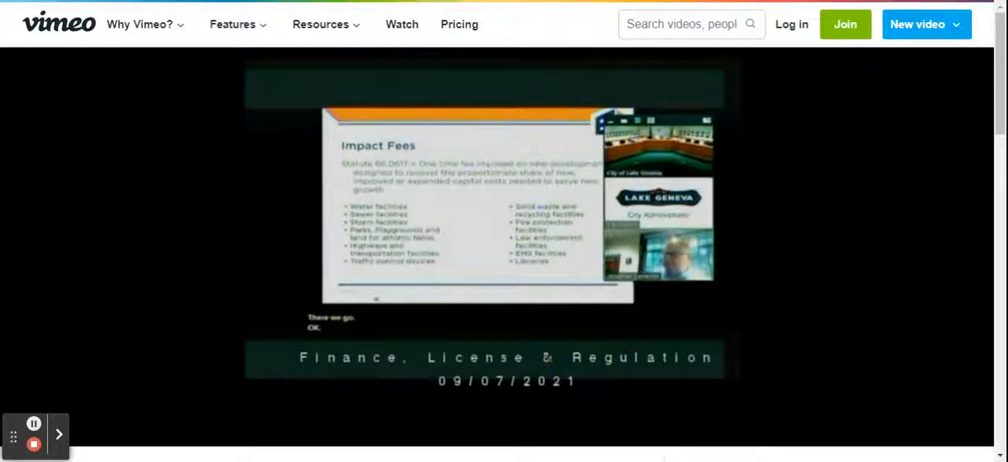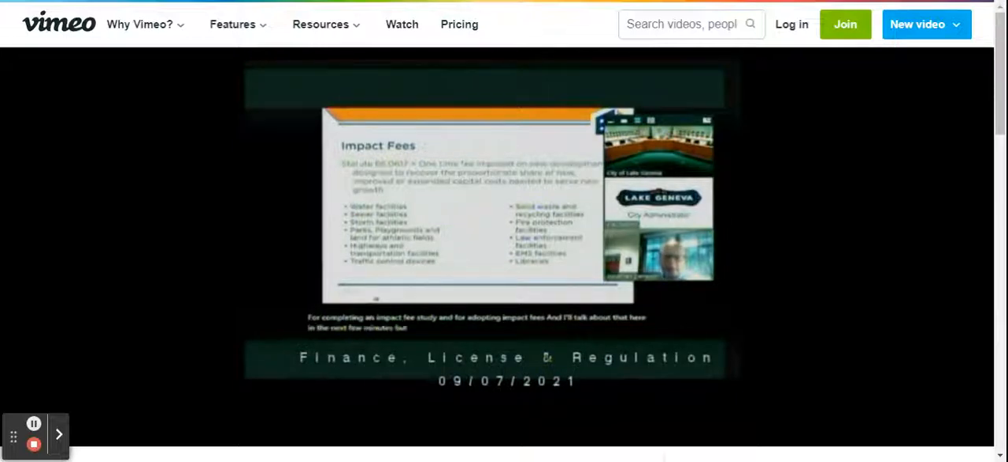Okay, so I'll give just a bit of an overview here. Impact fees: there's a separate portion of state statute that deals with impact fees, and they are a one-time fee imposed on new development, and they really are designed to recover the proportionate share of capital costs related to serving that new development. There is a process for completing an impact fee study and for adopting impact fees, and I'll talk about that here in the next few minutes.